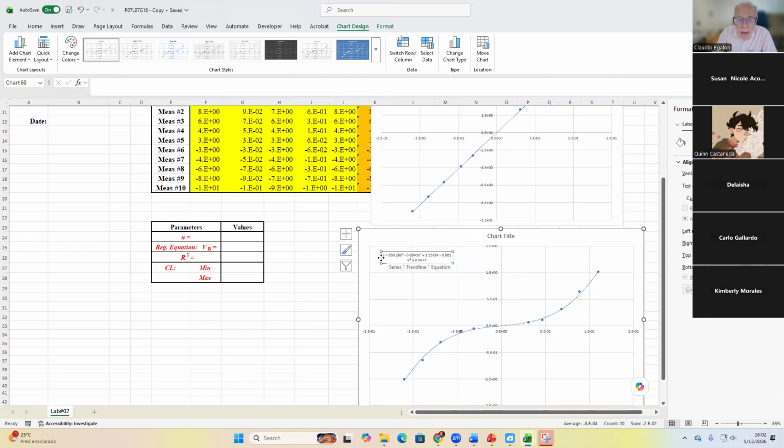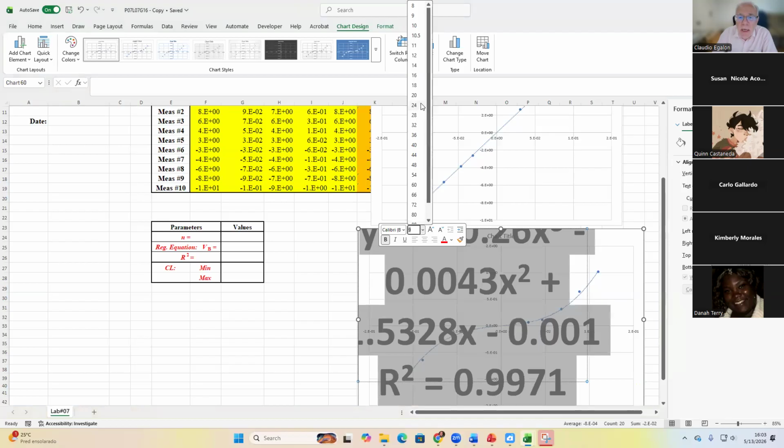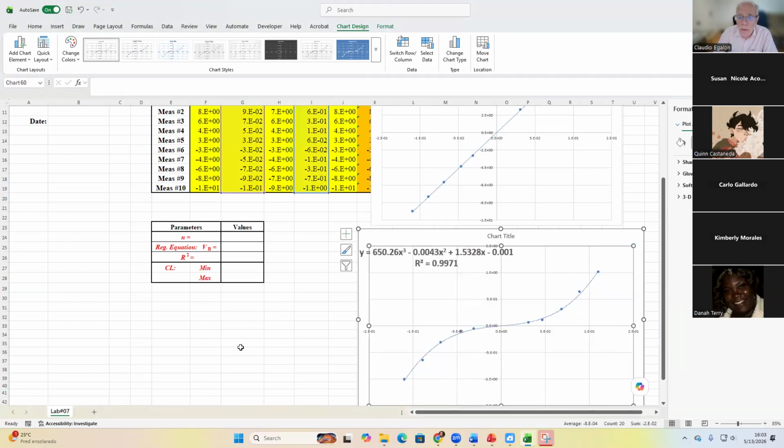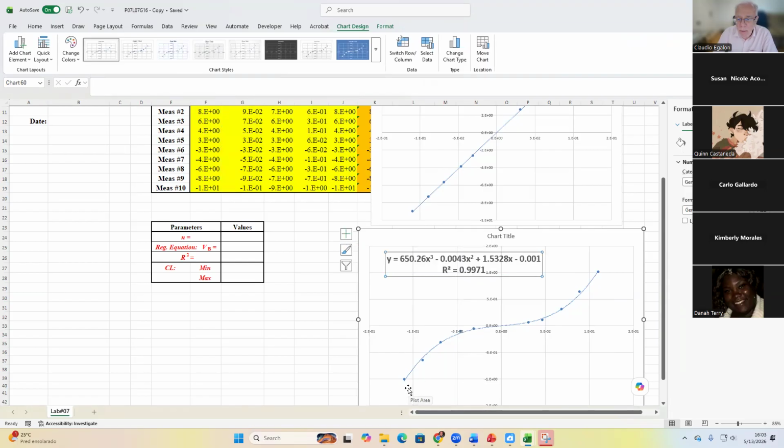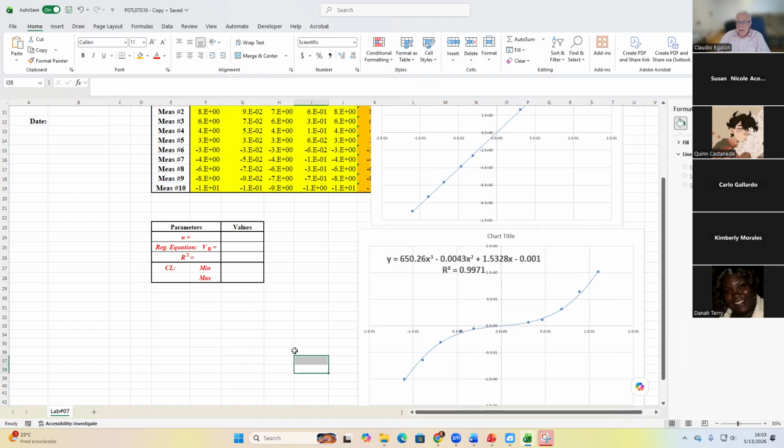And now you have an idea how a non-ohmic element behaves in a circuit. I will boldface it, and I'm going to change it to 20 so you can see the equation better. Okay, so that's the most important part of the spreadsheet.